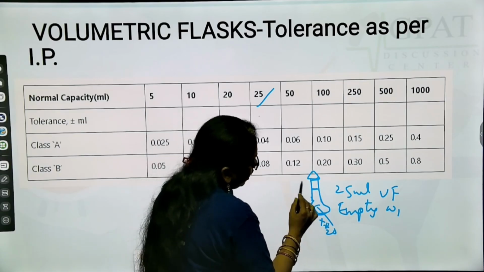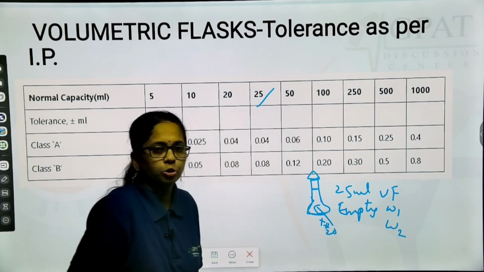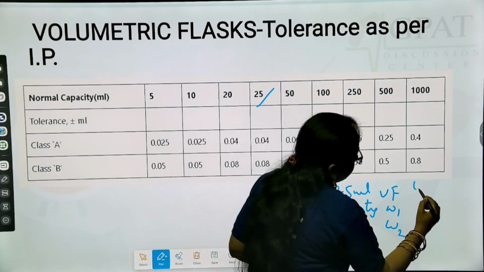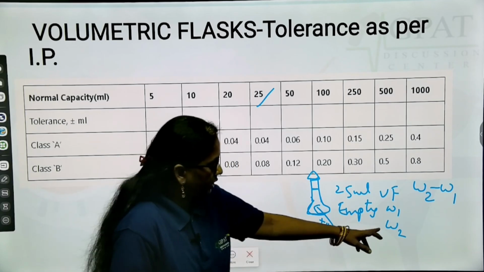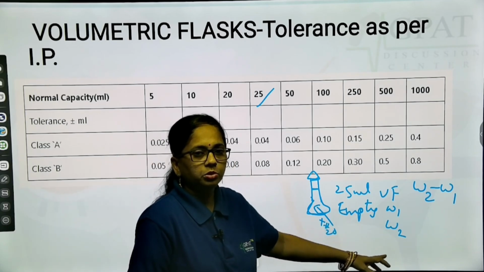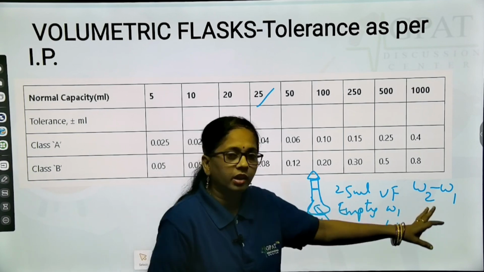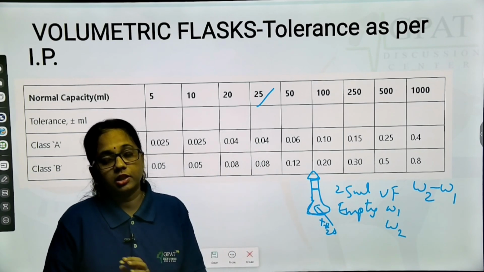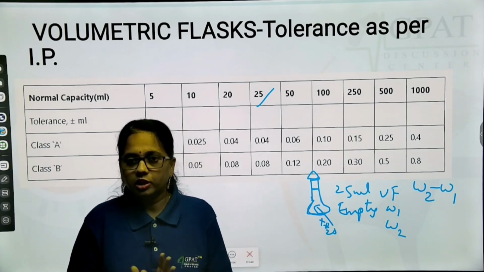Then again measure the weight, that is going to be considered as W2. Then you have to consider the net weight of the water, W2 minus W1. If you subtract W1 from W2, you will get the actual weight of the water. But the actual weight of the water depends on the temperature. Water has different densities at different temperatures.